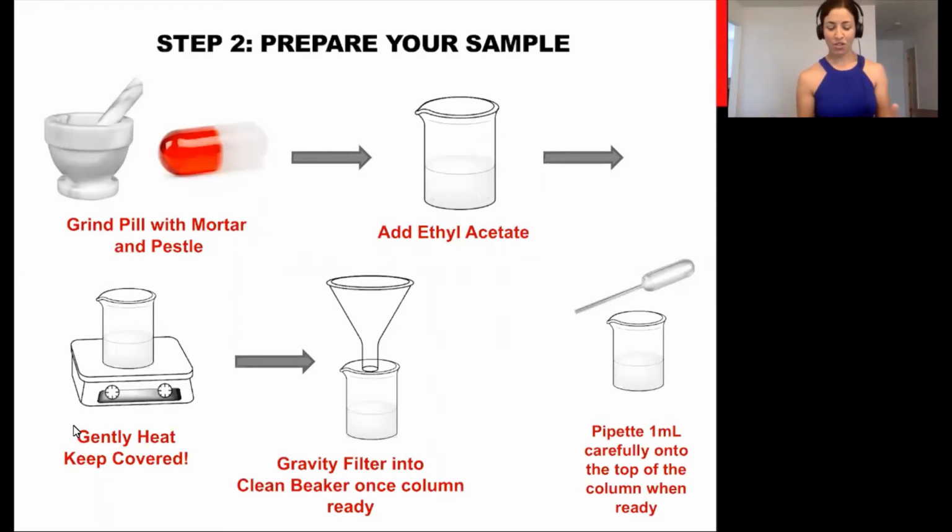Okay. So in your hood, you'll find a mortar and pestle, and you'll have been given 1 tablet. You want to grind that up to access all of the good stuff that's inside the tablet. And you're going to dissolve it up in a little bit of ethyl acetate. Okay, your procedure has the specific volumes. We're going to gently heat this.